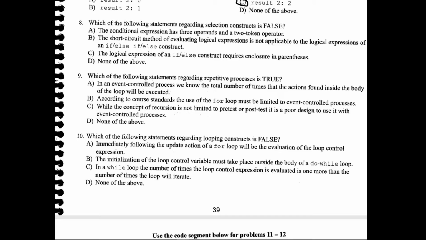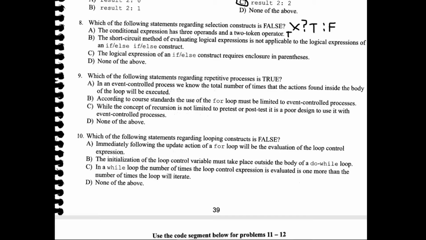The first says the conditional expression has 3 operands and a 2-token operator. The conditional expression, if you don't remember what that is, is the question mark with the colon. The first statement is the condition, and if that's true, it does the first executable statement, and if it's false, it does the second executable statement. And it's asking, does it have 3 operands? Well, the condition, the true executable, and the false executable are the 3 operands, and the 2 tokens are the question mark and the colon: if it's true, it will execute the true code, and if it's false, it will execute the false code. So this is true.